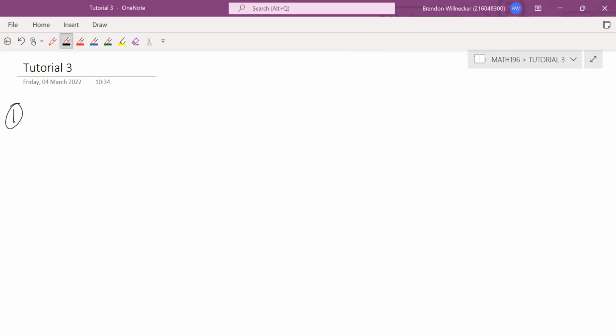So for question 1, we were given the velocity v. So v of t was given by t squared minus t minus 6. And the first part was asking for the displacement. So 1.1, the displacement.